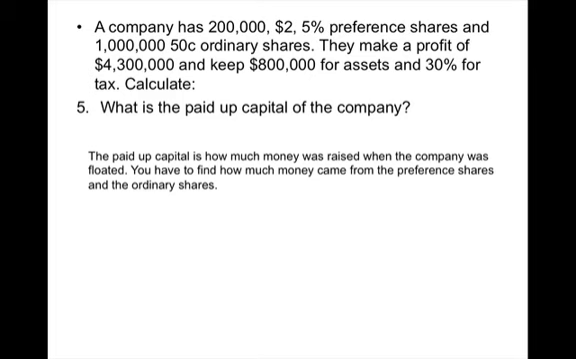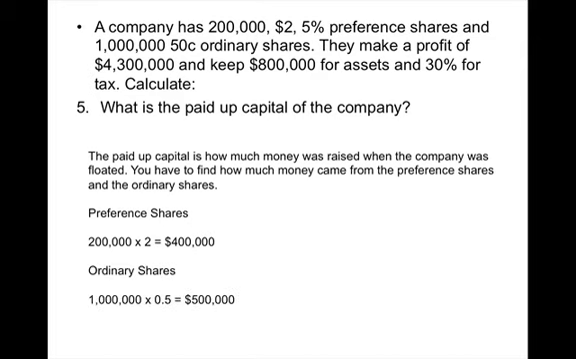So they sold 200,000 preference shares at $2 each. So they got money from that. And they sold 1 million shares at 50 cents each. And they got money from that. So your preference shares will be 200,000 times by 2, which means they get $400,000 for that. And the ordinary shares is 1 million times by 50 cents, and they get 500,000. So all up, they get $900,000 for their company. Okay, that's called the paid up capital of the company.